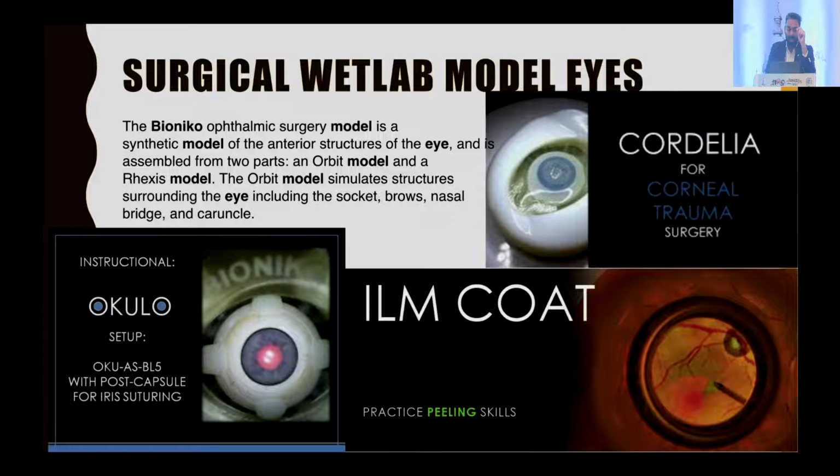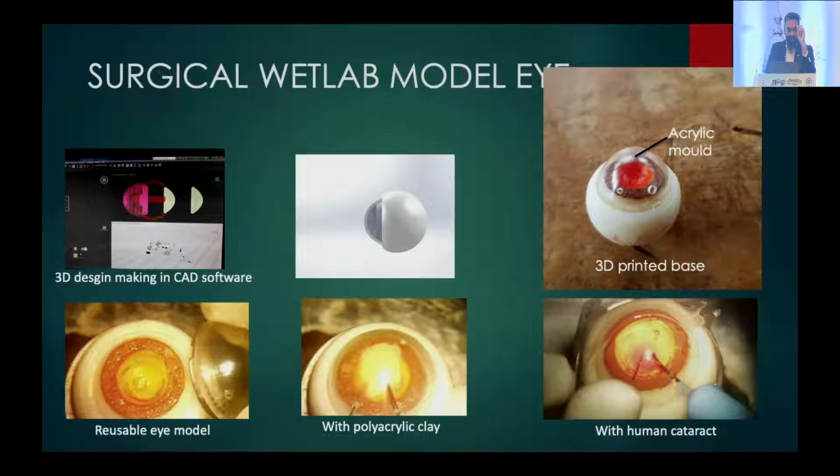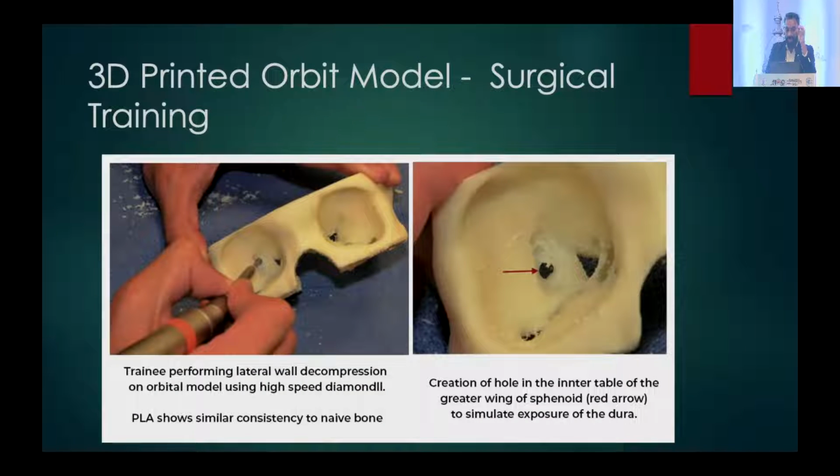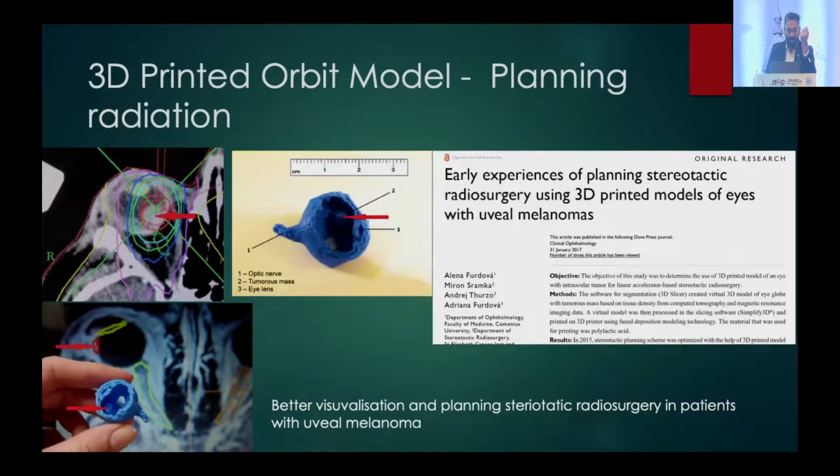There are 3D printable models which can be used for surgical wet labs, like Cordelia. This is one of the 3D printable models done by Dr. Prashant, and this is used for phacoemulsification. And there are 3D printed materials for orbit dissection where you can actually practice your orbit surgeries. It can be used for your fellow training.